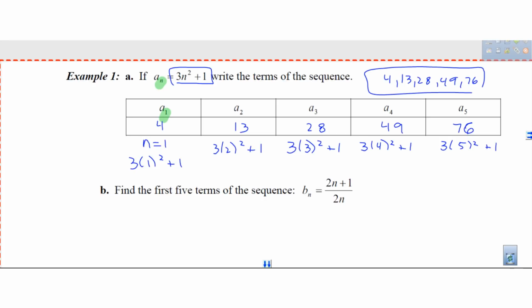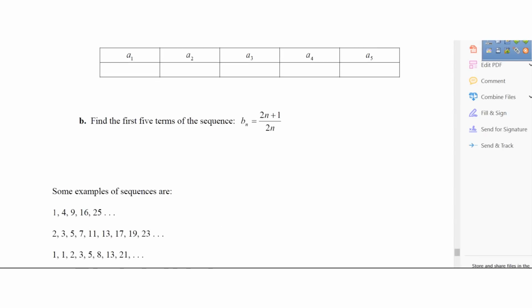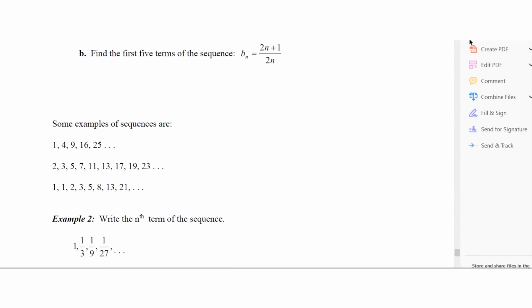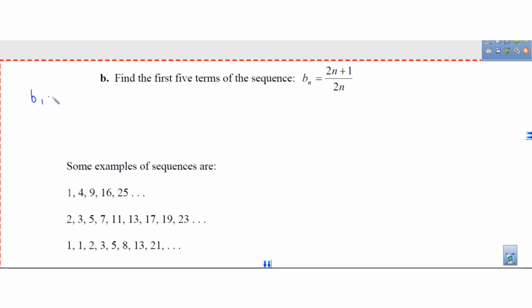Each of those numbers is called a term. Which term in your sequence. Question B, basically the same thing. So find the first 5 terms. So you're going to go b sub 1, b sub 2, b sub 3, b sub 4, and then b sub 5. That would be the first 5 terms. And then see how this says b sub n, and that says b sub 1. So for that particular term, n is 1. So it's just 2 times 1 plus 1 over 2 times 1. 2 times 1 is 2. 2 plus 1 is a 3. On the bottom, 1 times 2 is a 2.